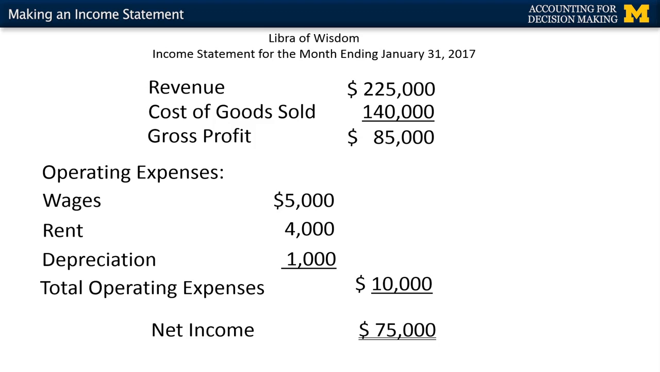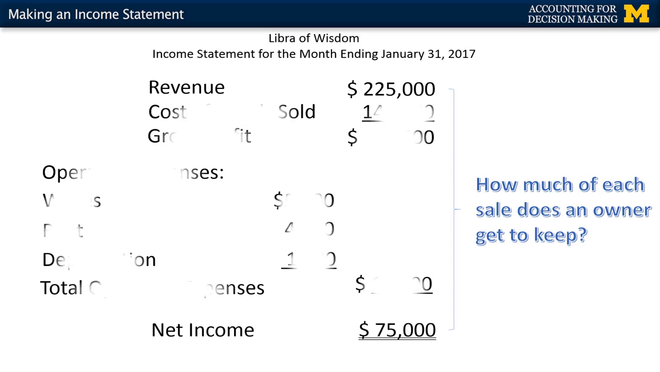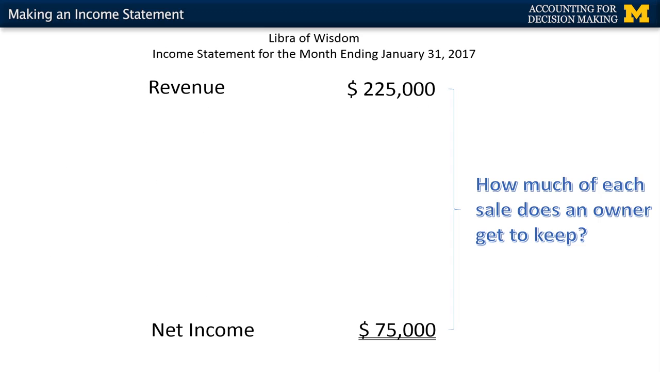Okay, now that we know what the income statement looks like for this company, let's think about how we could use it to actually help understand our business. Remember, that's the goal of accounting, to provide information to decision makers. Well, one question that we might ask ourselves is how much of each sale does an owner get to keep? Now, if you're asking that question, really, you're just focusing on revenue and net income.